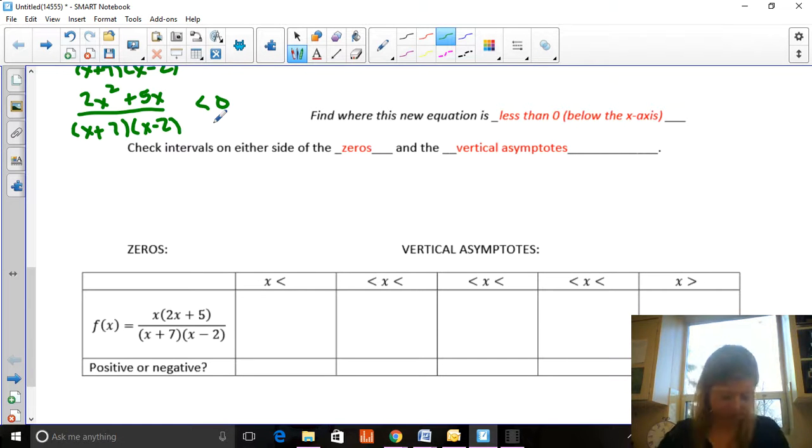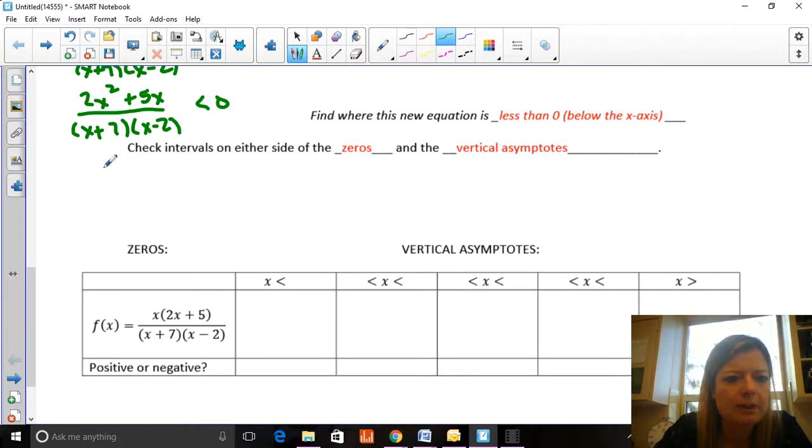Basically we just need to determine the positive and negative intervals of this function, and that will solve our question because we just want to know when it's negative. So we have to check on either side of the zeros and the vertical asymptotes.